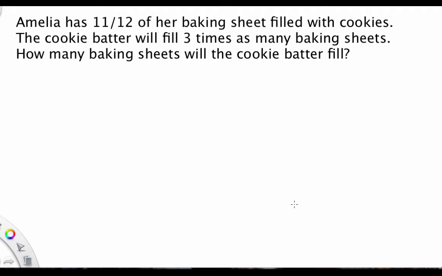So first, let's go ahead and underline our important information. We have 11/12 already filled. 11/12 of the baking sheet is already filled. Now, the rest of that cookie batter will fill 3 times as many baking sheets. So 3 is our important number, and the "times as many" tells us we're going to multiply. So we'll set up our problem like this.